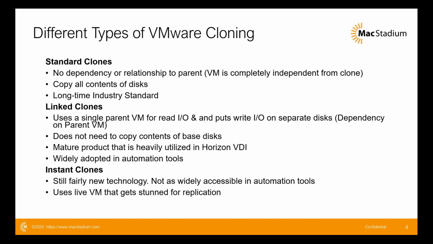And so because we are going to be referencing the single parent VM, there is no need to copy the contents of the base disk. Whereas the traditional method is we are going to read every block and then copy that block over, in this case, we only have to read those blocks. We don't need to create an additional copy of those blocks. The linked clones have been around for a while in the VMware space. They are heavily utilized in a VMware Horizon VDI environment.